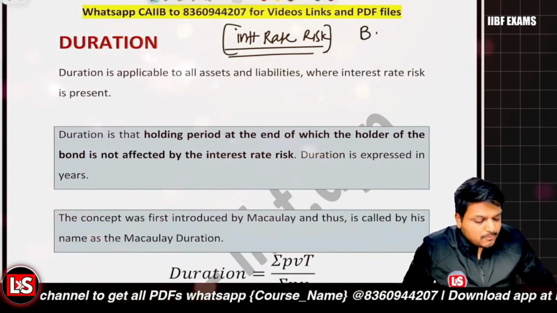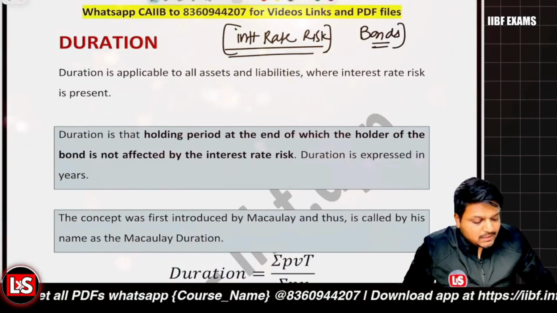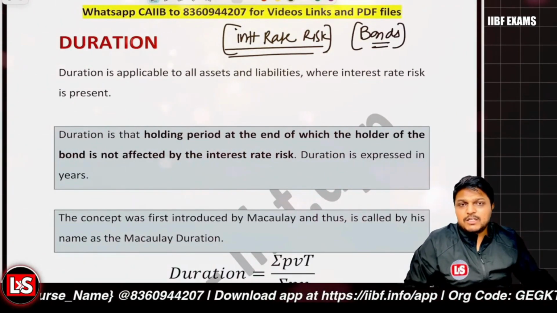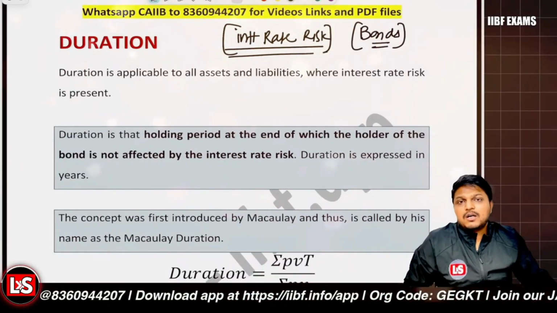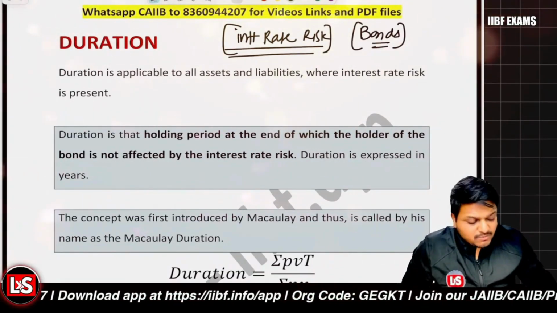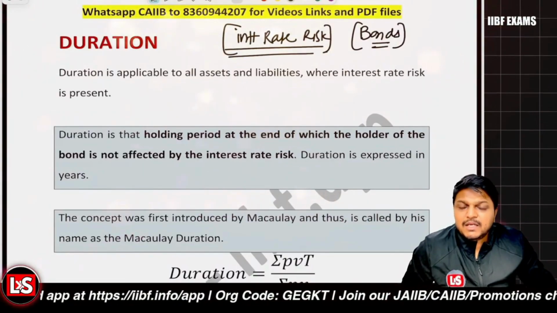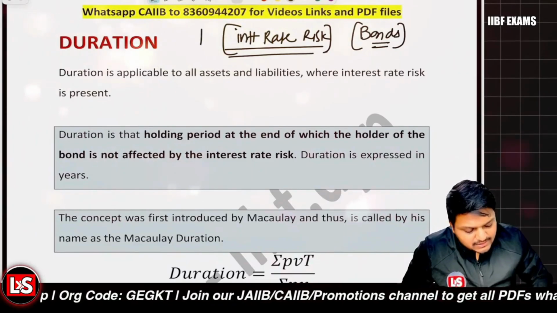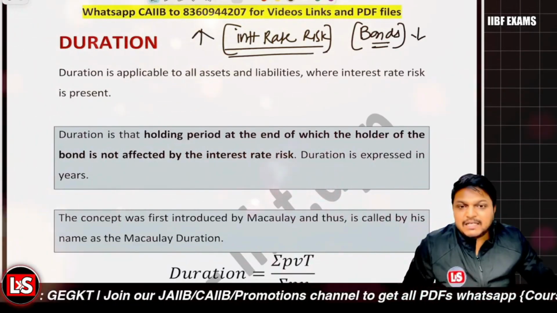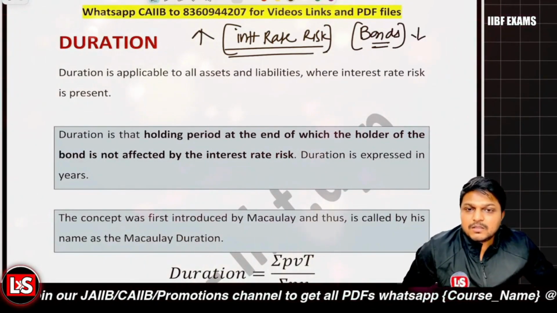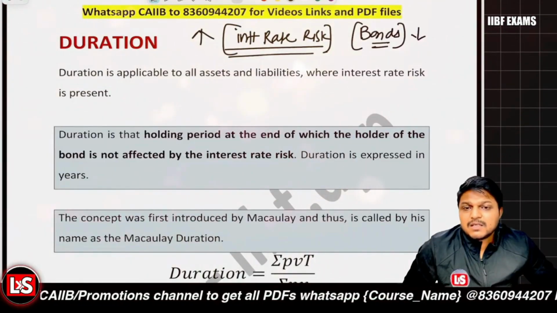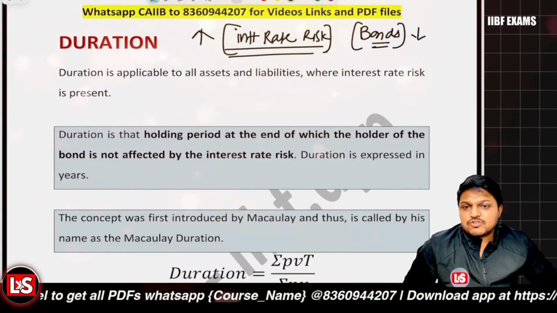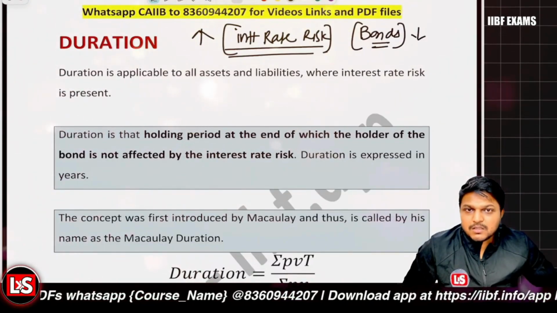Let's say we're talking about bonds, right? Now the interest rate is going to change. Definitely your earnings will alter. Definitely the bond value will be changing because there is an inverse relationship between the interest rates and the bond prices. When the interest rate increases, the bond prices decrease, right? Because there is a sensitivity of the bond prices toward the interest rate change.